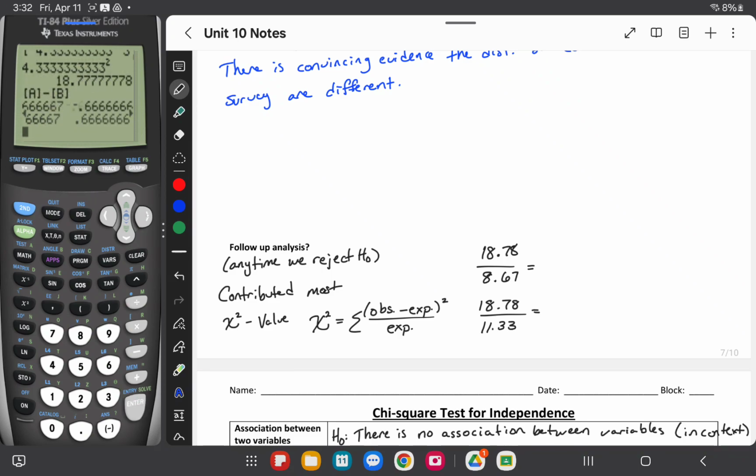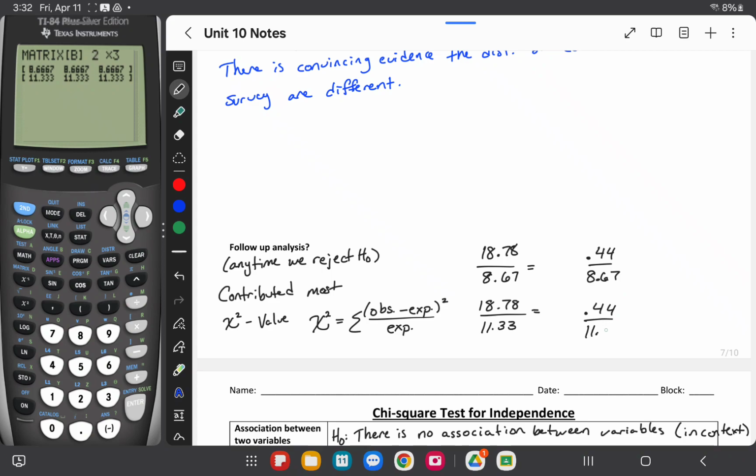This time I need to take 0.6 repeating and square it. So 0.6 repeating squared is going to be 0.4 repeating. So I'm going to take 0.44 divided by each of my expected counts for my middle column. And again, expected counts are in matrix B. So let's see what those were for matrix B. It was actually the same, so that'll speed things along a little bit for us. So 8.67 for the first row, 11.33 for the second. And then I need to do that one more time.